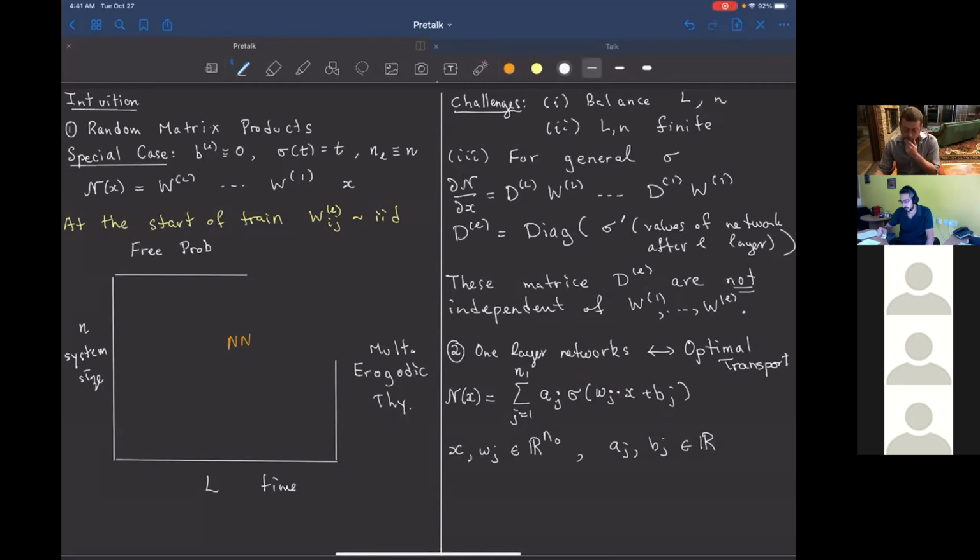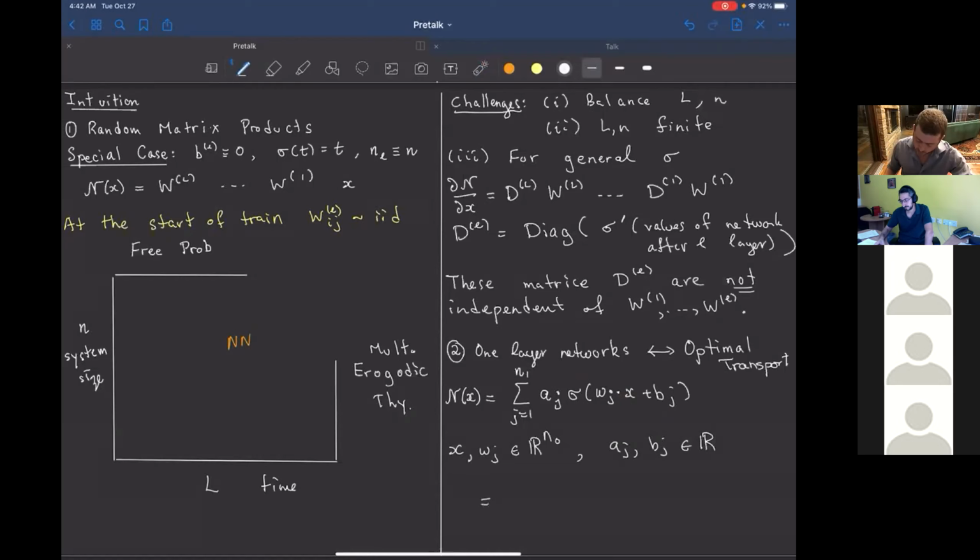Okay, so what I want to point out now is that there's a very simple but quite powerful dictionary between neural networks with one layer and certain kinds of measures. And this dictionary is what opens up the door to lots of interesting things, in particular to studying neural networks via optimal transport.